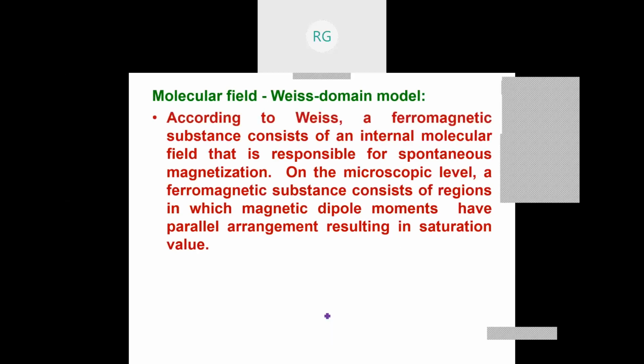Now, why do we have this? How does a ferromagnetic material actually have these domains and show magnetism? That is explained by molecular field theory, which was given by a scientist called Weiss, and this is called Weiss domain theory. So according to Weiss, any ferromagnetic substance you take has an internal molecular field.